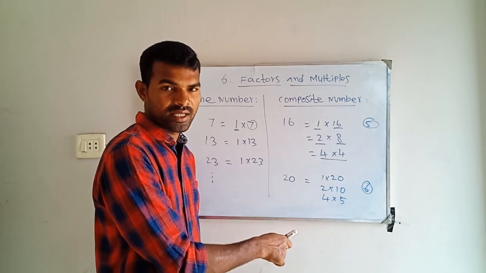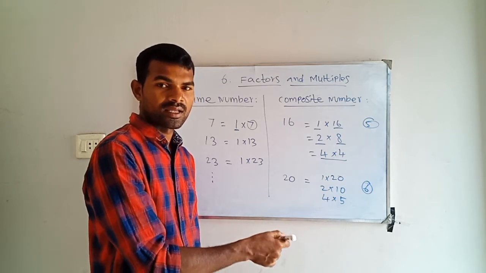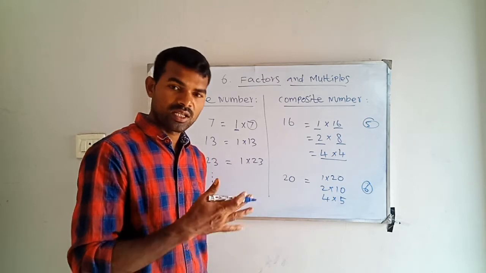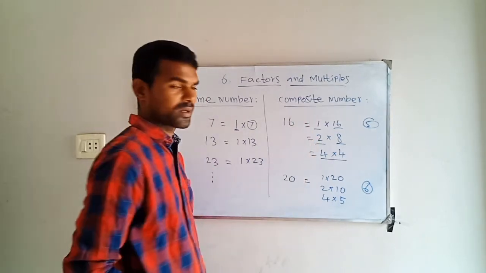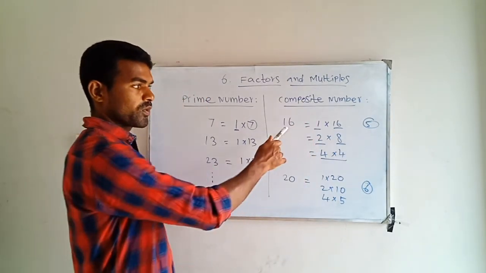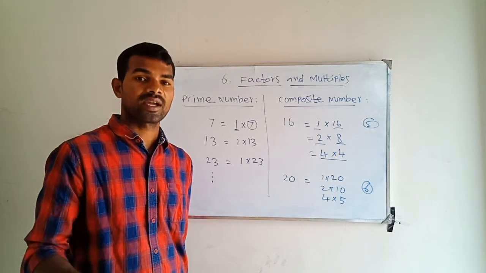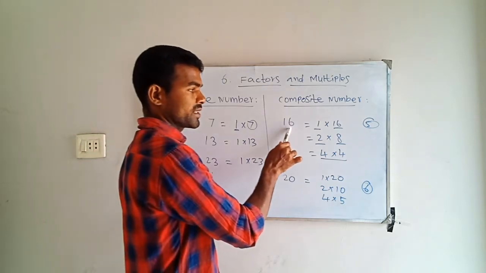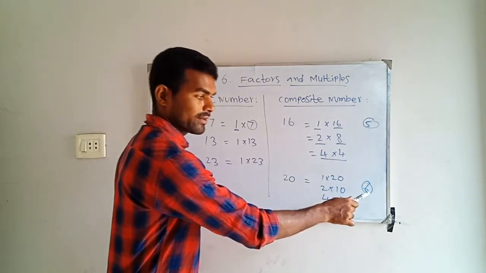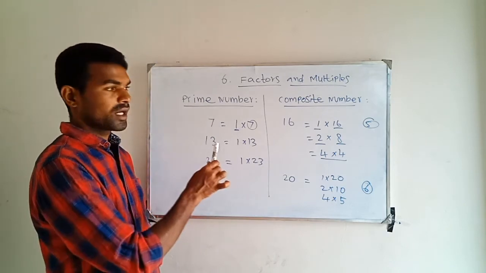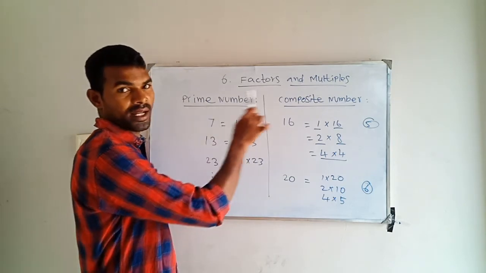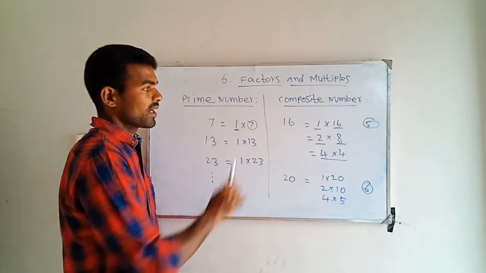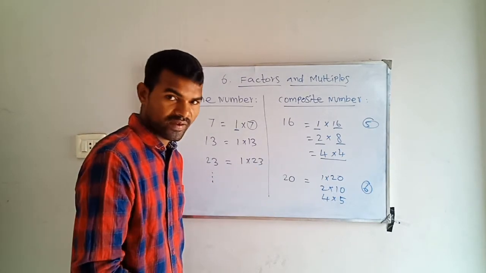Like this there are many numbers: 24, 30, 35, 40, 100, 1000, infinitely many, it does not finish. So a composite number has more than 2 factors. The number 16 has 5 factors, and the number 20 has 6 factors. Now you can differentiate between a prime number and a composite number. A prime number has only 2 factors, and a composite number has more than 2 factors.